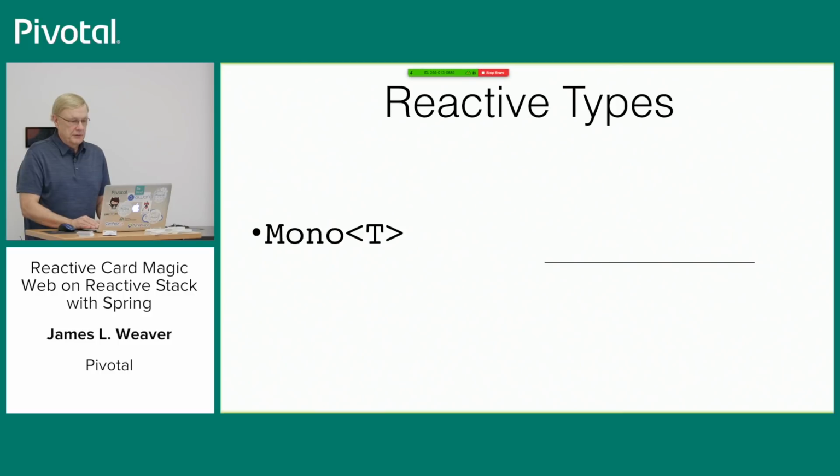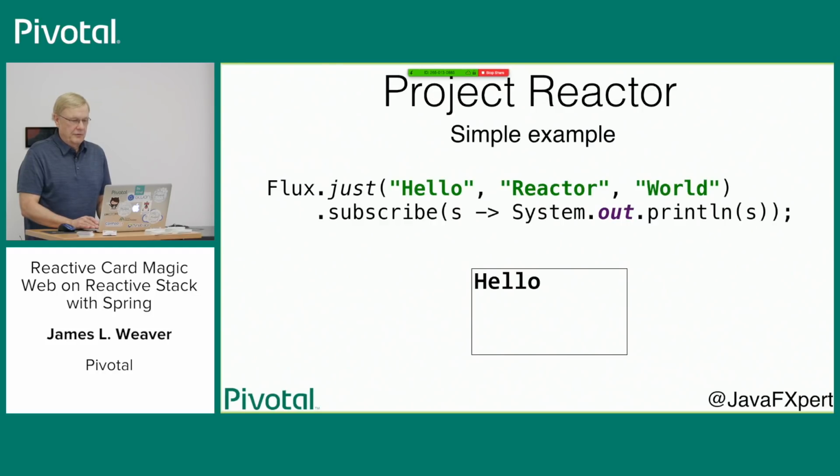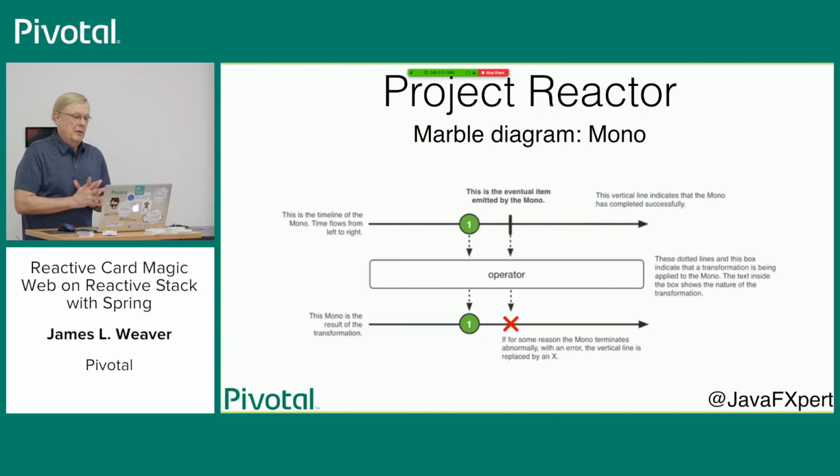So we have our reactive types, our Mono, our Flux, and then we have our example, Hello Reactor World. Now we have something called marble diagrams. Marble diagrams are diagrams that help us understand operators in the reactive world. Like RxJava or Reactive Extensions in general, for every operator there's a marble diagram that pictorially shows you what's happening in that operator.